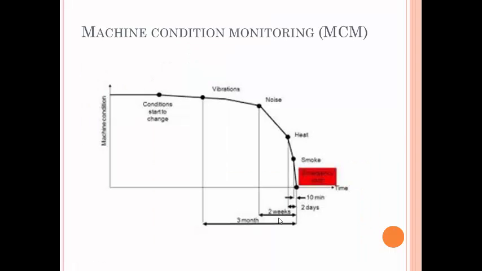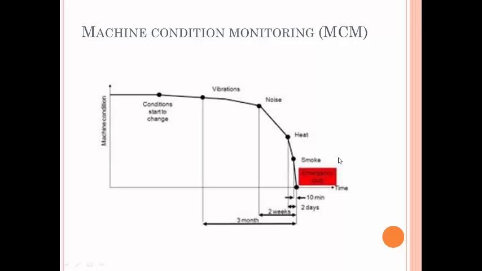Next is the MCM, the machine condition monitoring. This is actually monitoring the various conditions involved in a machine from an industrial point of view. Here we can see that a graph is being plotted against the machine condition and a time frame. As the conditions start to change, we gradually see vibrations, and if these vibrations go unchecked, unnoticed, they become noise, and within a short span of time, if unchecked again, it turns to heat, goes to smoke, and soon the machine involved blows up.